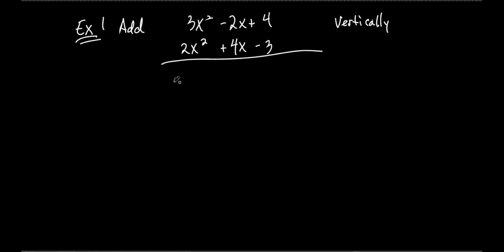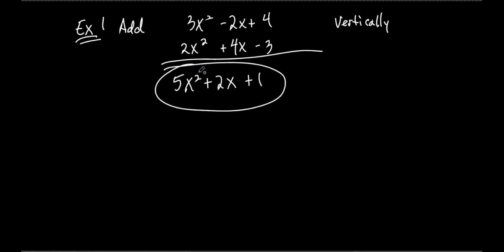So what is that? 3 and 2. That's just 5x squared. Add those up, plus 2x. Add those up, plus 1. All right? You could see the benefit of that, couldn't you? If all the like terms are lined up together, yeah, you could definitely see the benefit of adding them vertically.